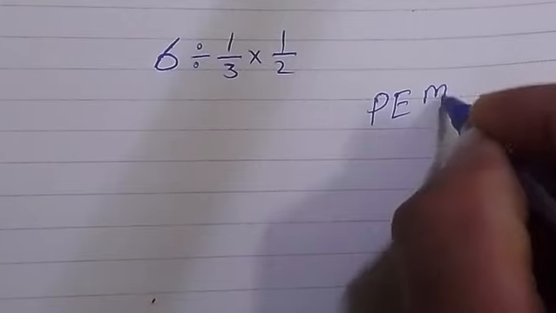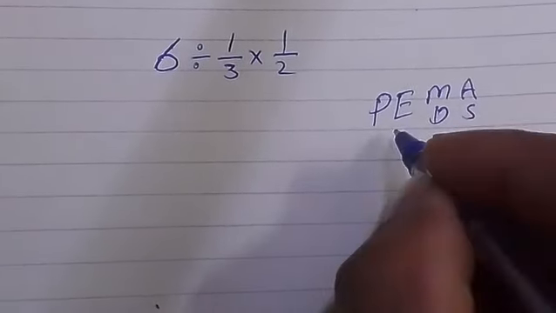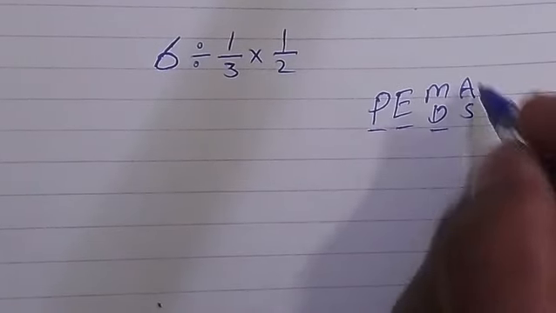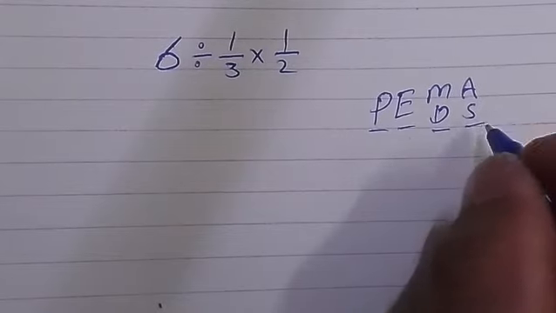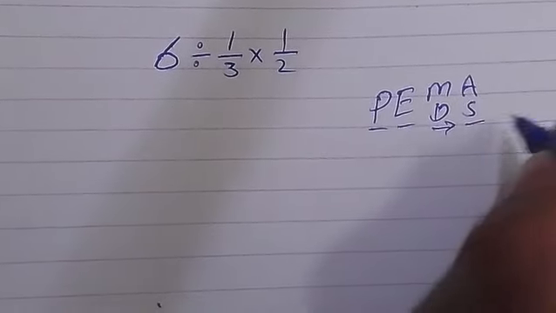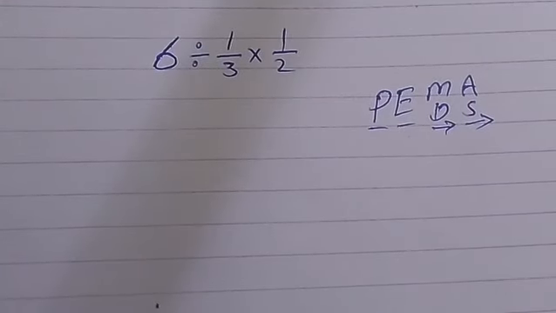According to the PEMDAS rule, first we solve parentheses, then we solve exponents, and then we solve multiplication or division, and then we solve addition or subtraction. Multiplication or division we sort from left to right, and addition or subtraction we sort from left to right.